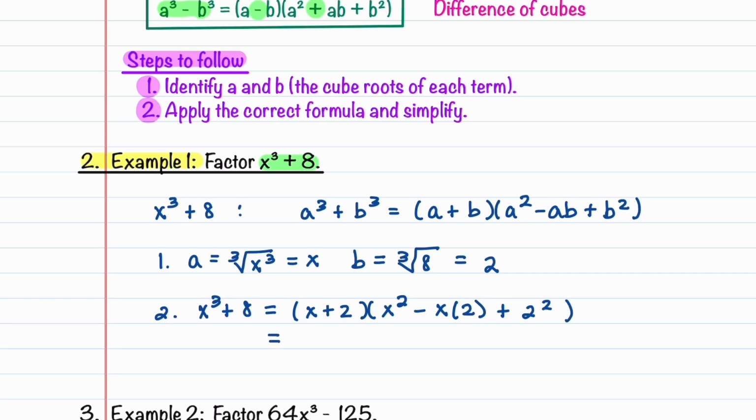Now all we have to do is just simplify. We have x plus 2, and then our second group is x squared minus 2x, and then 2 squared is 4. And that is what x cubed plus 8 looks like in factored form.